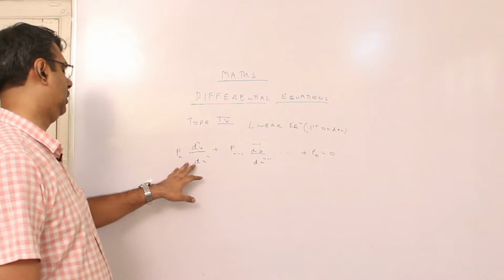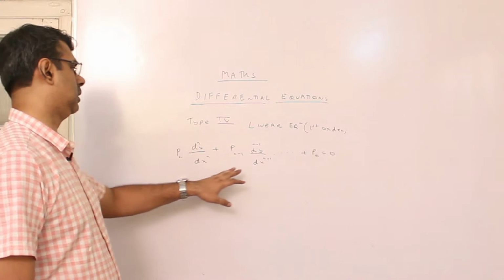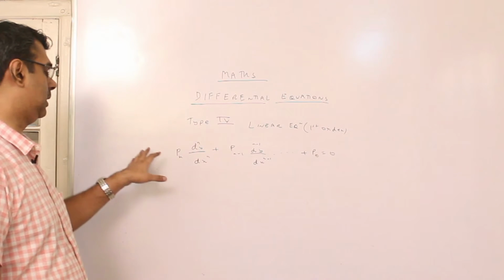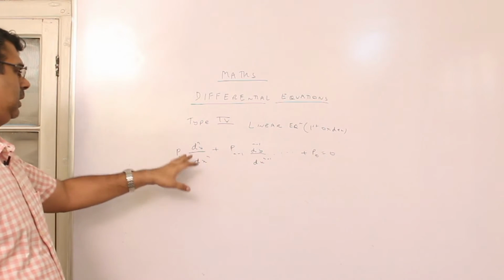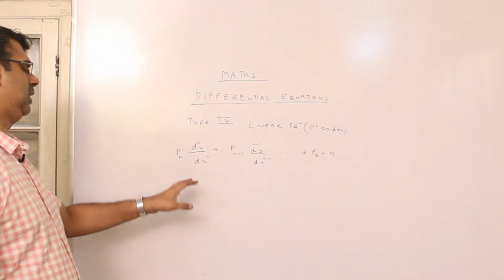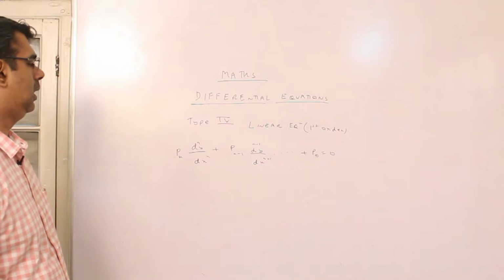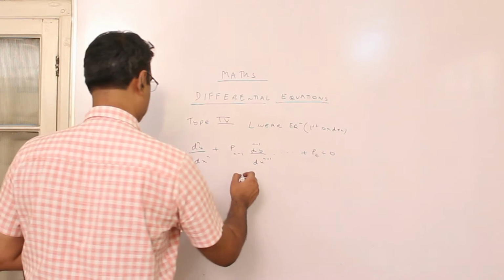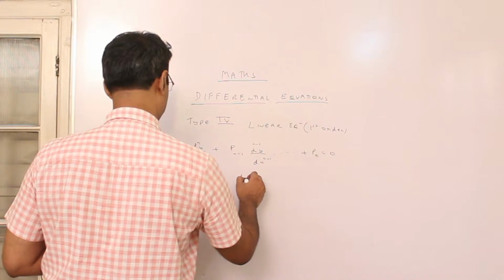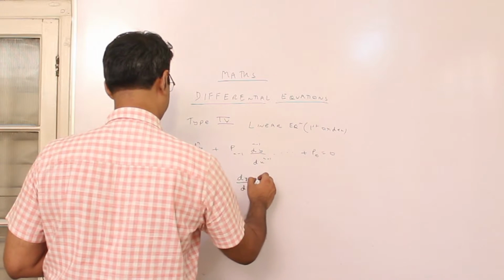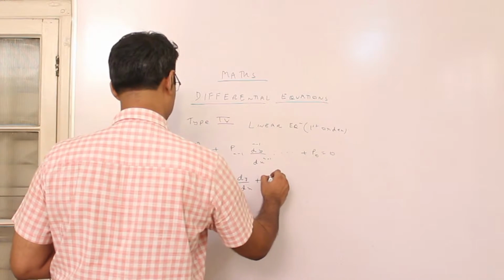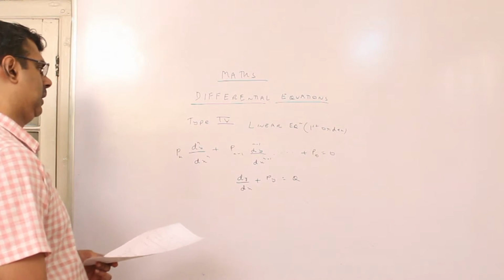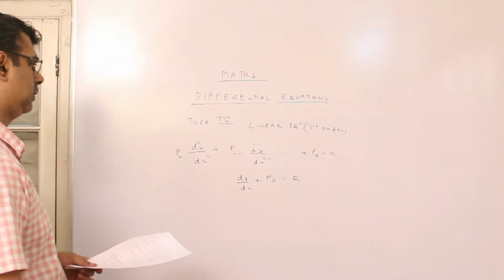You have n orders of derivative. This is the nth order, this is the n minus 1th order, and so on. You will notice that in this entire equation, the power of the derivative is always 1. Such an equation is called a linear equation. Now we are only talking about linear equation of first order. So if you have an equation like this, dy by dx plus Py is equal to Q, then this is called linear equation of first order.